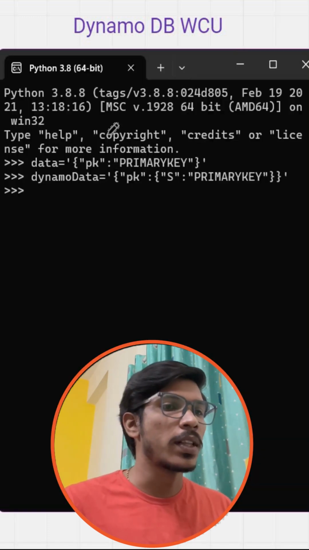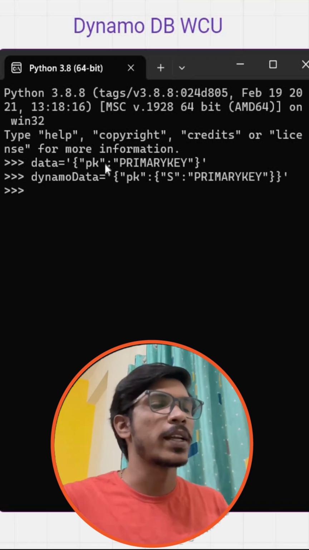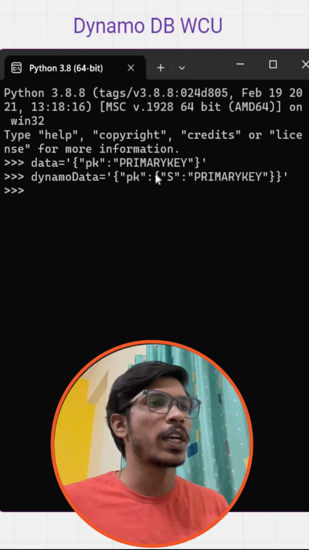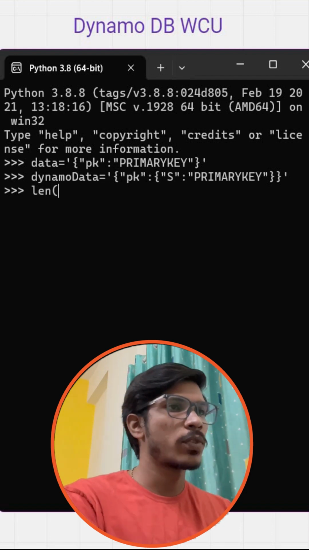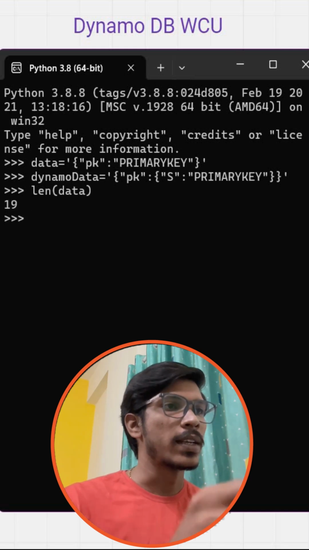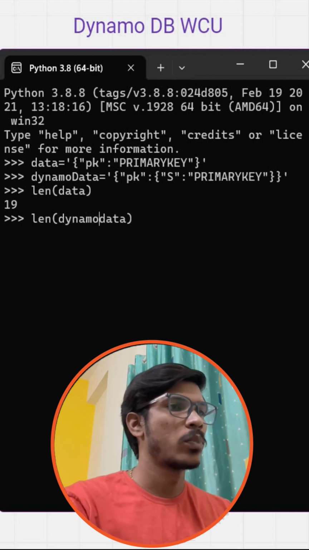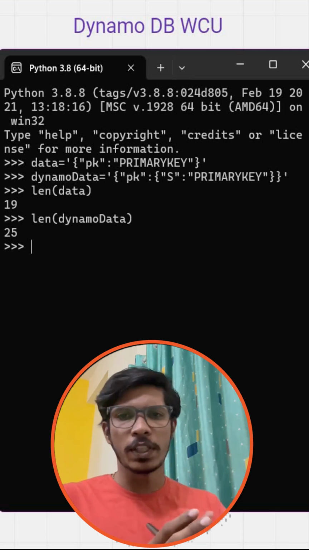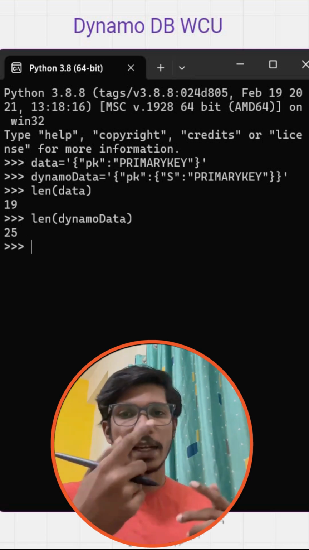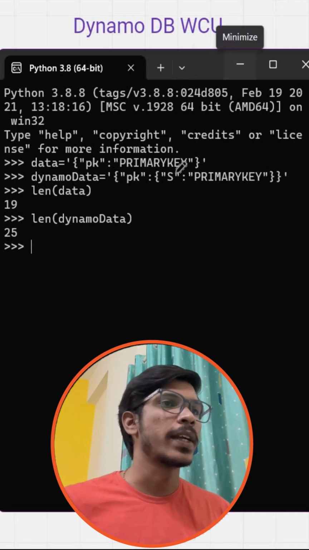Say for example, I have the same data over here, which is the primary key I explained in the earlier example, and the Dynamo data would look something similar to this. If we see the length of the data, it is 19 bytes, and the length of the Dynamo data is 25 bytes. So for the data which we store into the DynamoDB, we need to consider the DynamoDB JSON, not the JSON which we actually store into the database, right?